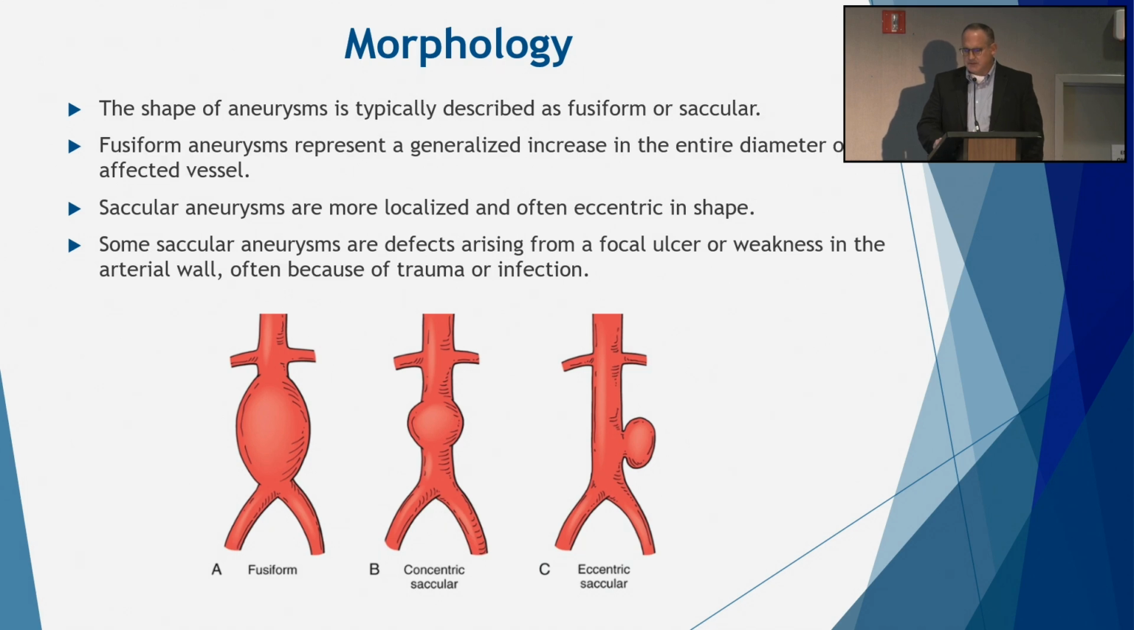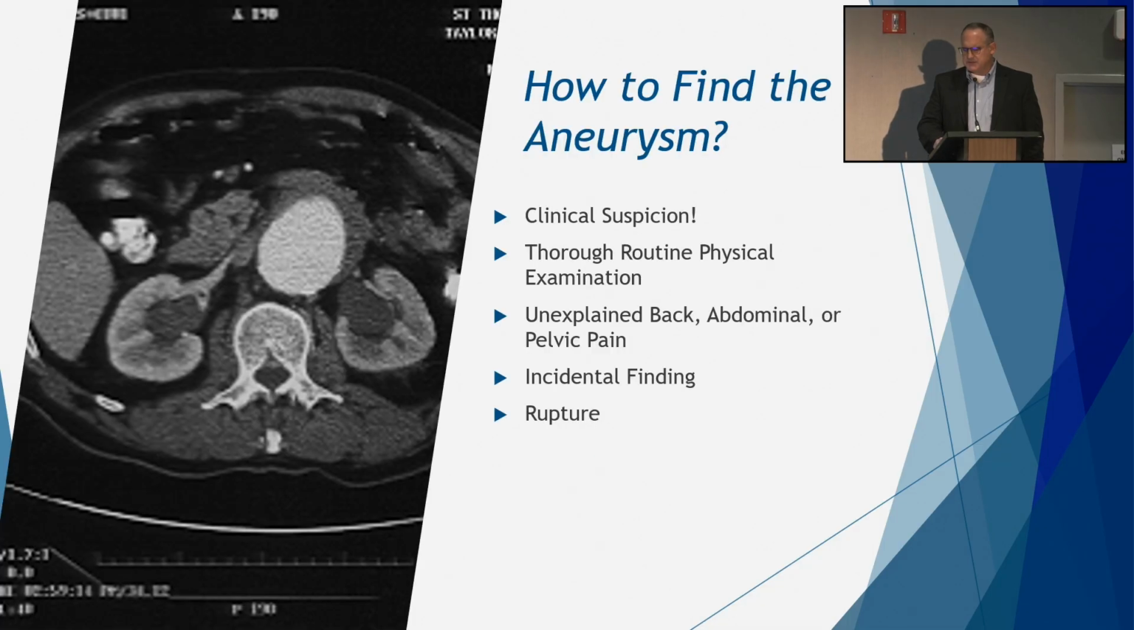Again, Tish talked about the morphology. Just a brief bit about morphology. When we see saccular aneurysms, the issue is wall tension. In a fusiform aneurysm, the wall tension is distributed throughout. In saccular, it's very focused and increases rupture risk. So we have to pay close attention to those.